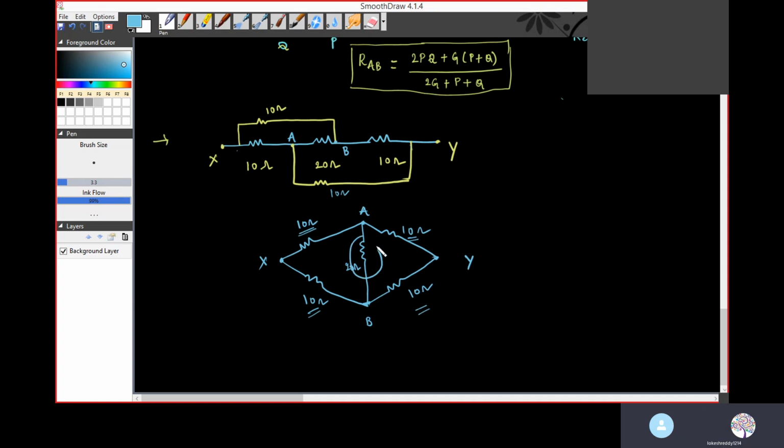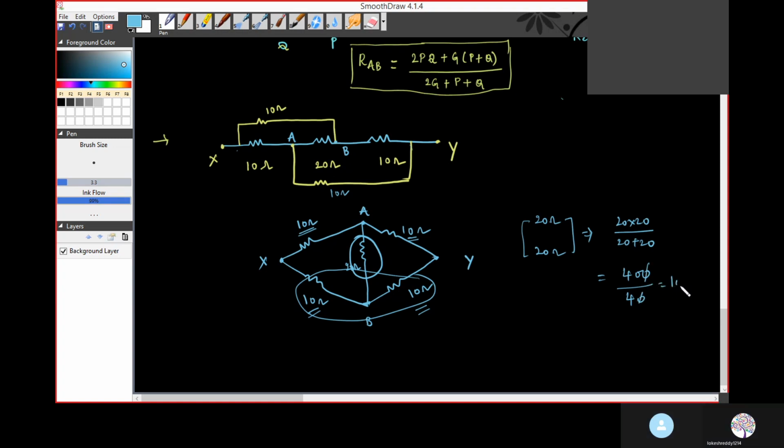So you remove this resistance and then you solve the problem. These two are in series, so this is 20 ohm, and these two are in series, 20 ohm, and these two are in parallel. Parallel means 20 into 20 by 20 plus 20, that is 400 by 40, which is 10 ohms.